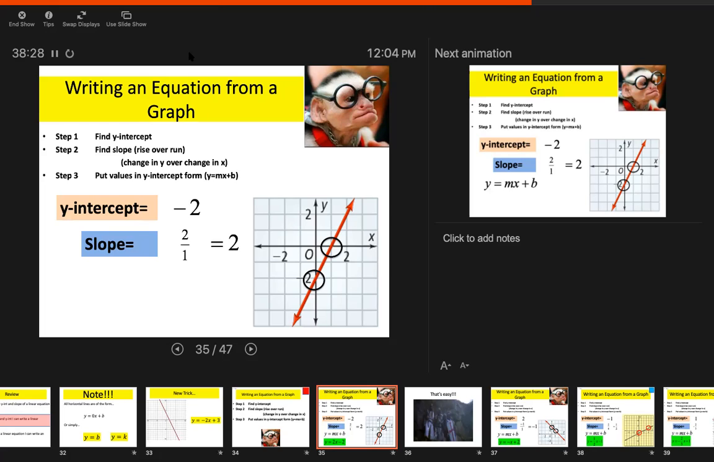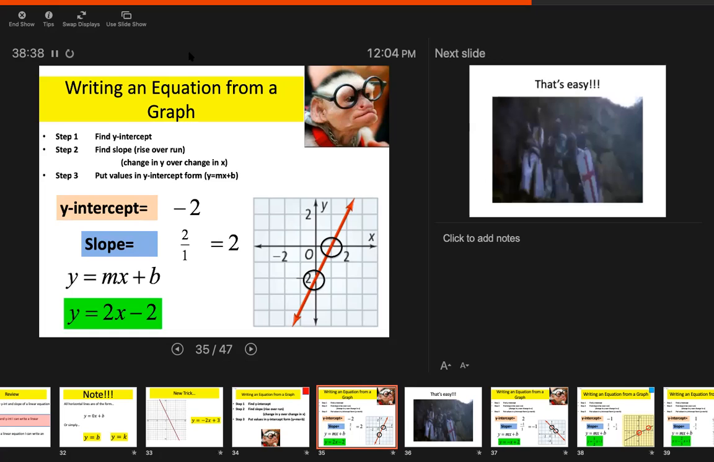Step 3, plug them into y equals mx plus b. So what's the equation of this line? Y equals 2x minus 2.